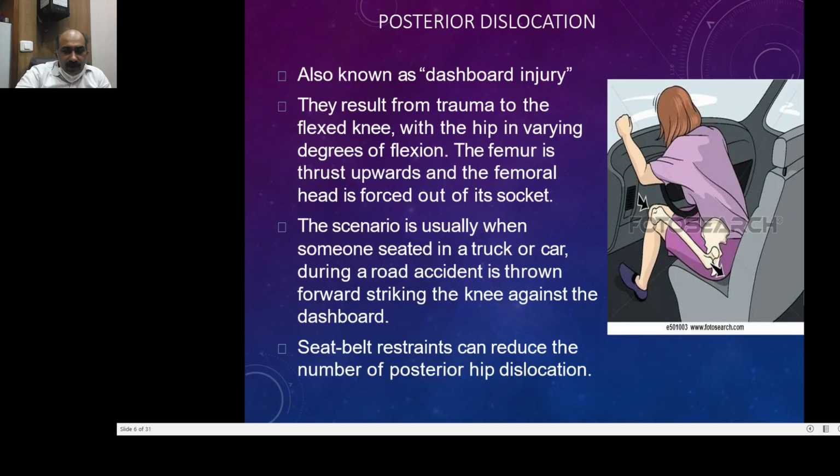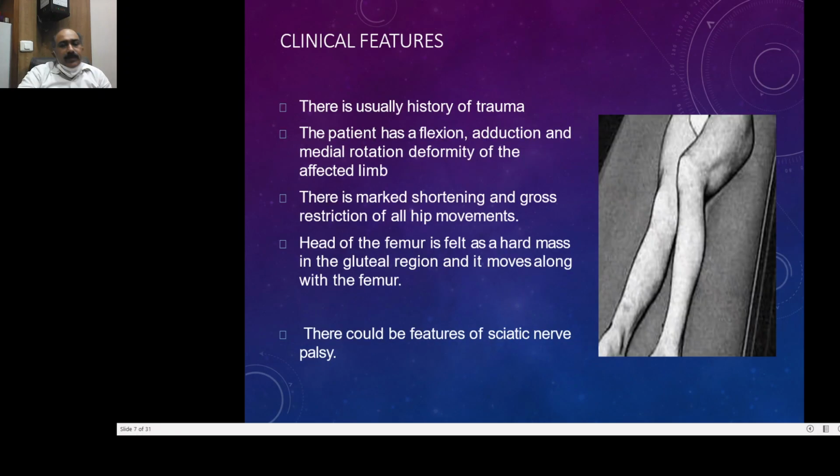Its clinical features: patient will provide a history of trauma. Attitude of the limb will have flexion, adduction, and internal rotation. There will be shortening and gross restriction of all hip movements. You can feel the femoral head as a hard mass in the gluteal region and it will move with the movement of the femur. Patient may have associated sciatic nerve injury.